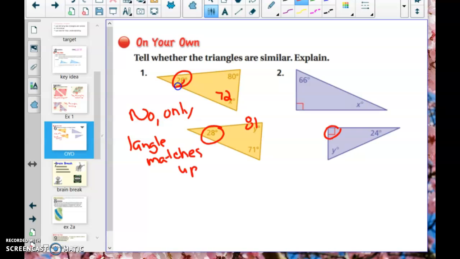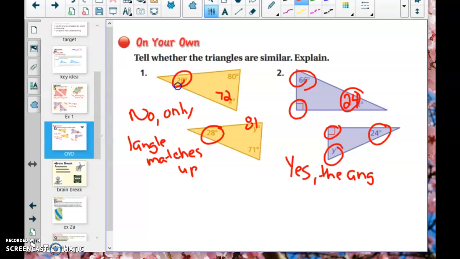Okay, number 2, I see the 90-degree angles match up. Then 180 minus 90 minus 66 means that this angle here has to be 24. A second angle matches up, and if you have two angles that match up, then the third one has to match up as well. So I would say yes, the angles match up.